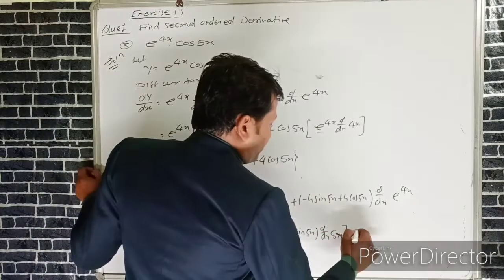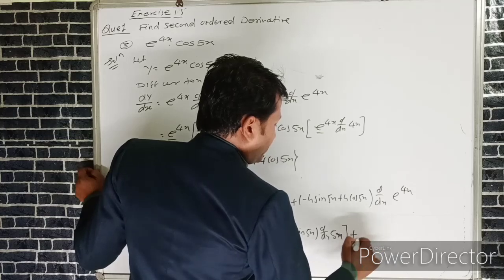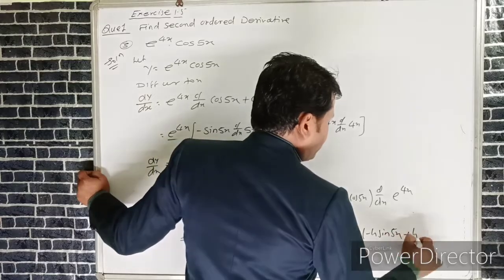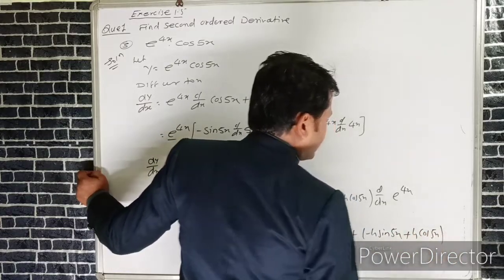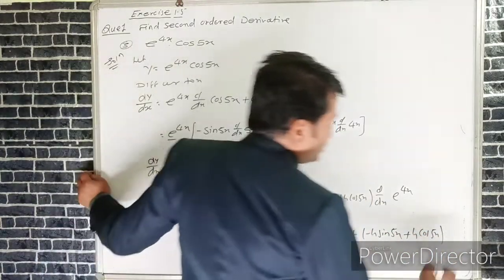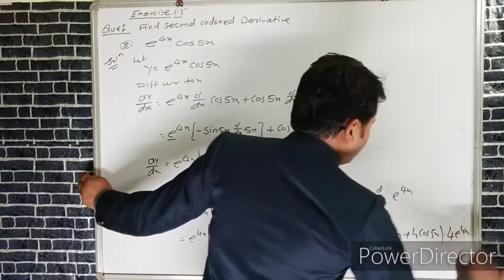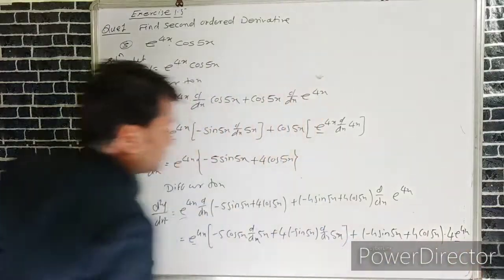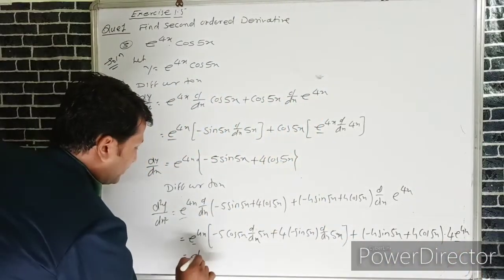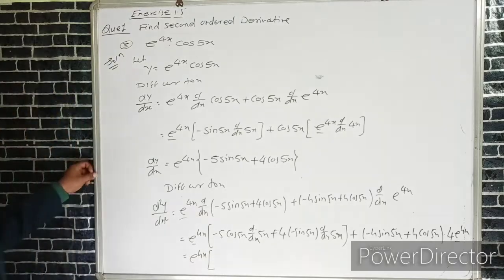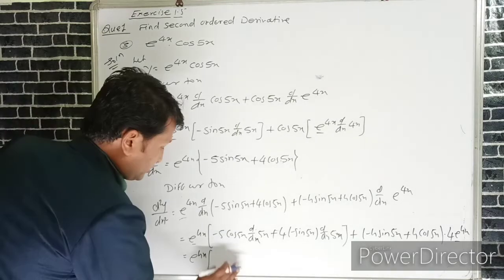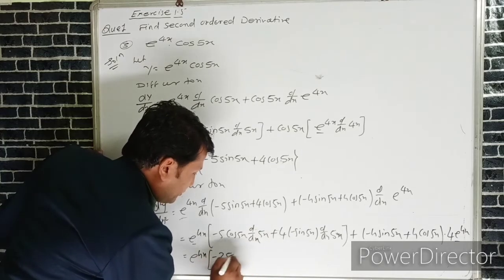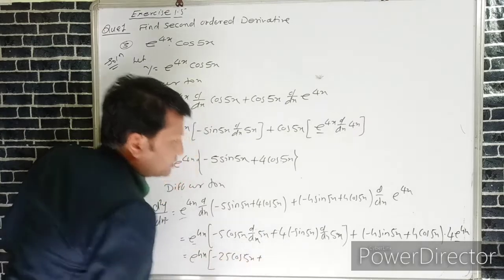Here minus or plus minus 4 sin 5x plus 4 cos of 5x as it is, and the derivative of e to the power 4x, which is 4 into e to the power 4x. If we take e to the power 4x common from both terms, we can write e to the power 4x into minus 25 cos of 5x, derivative of 5x is 5.